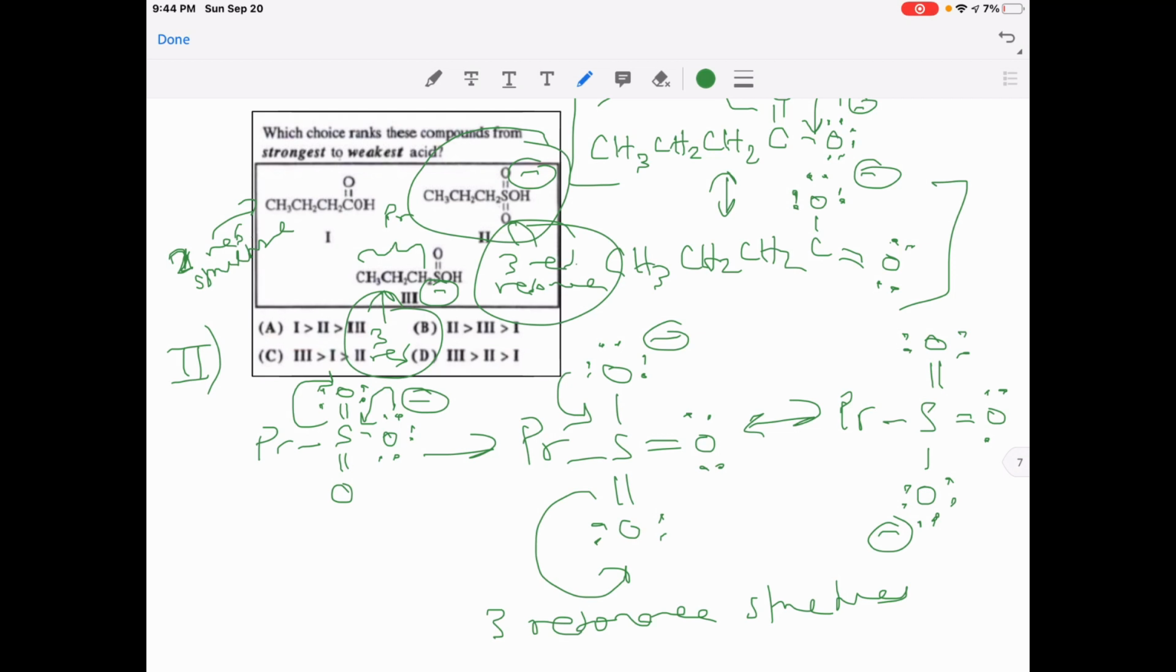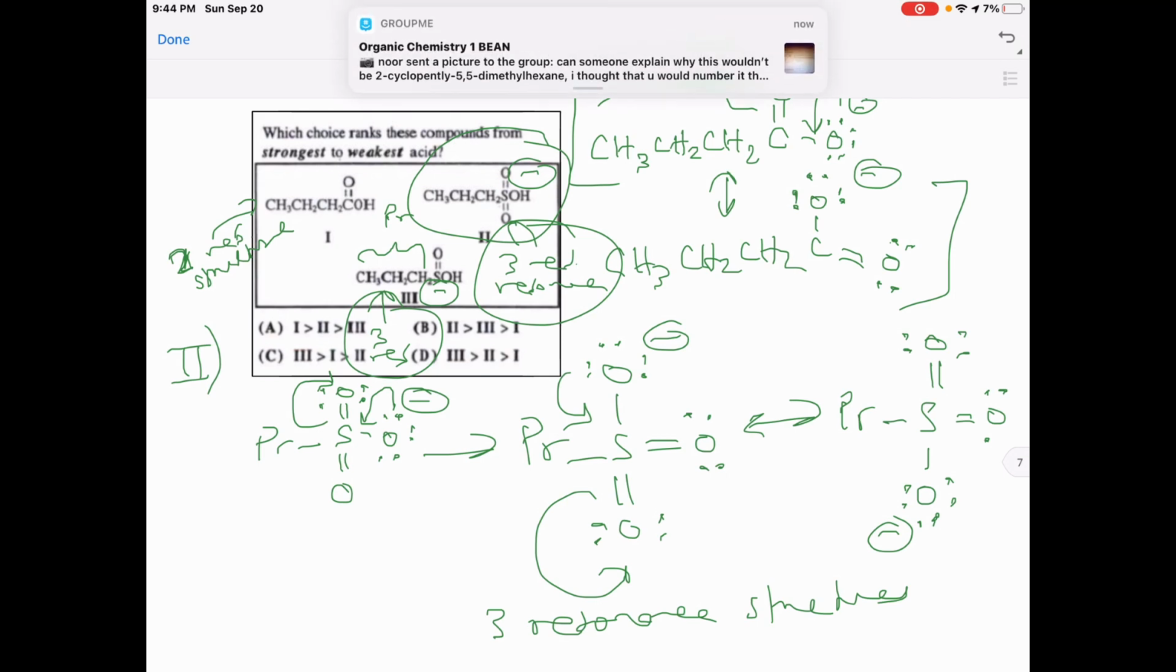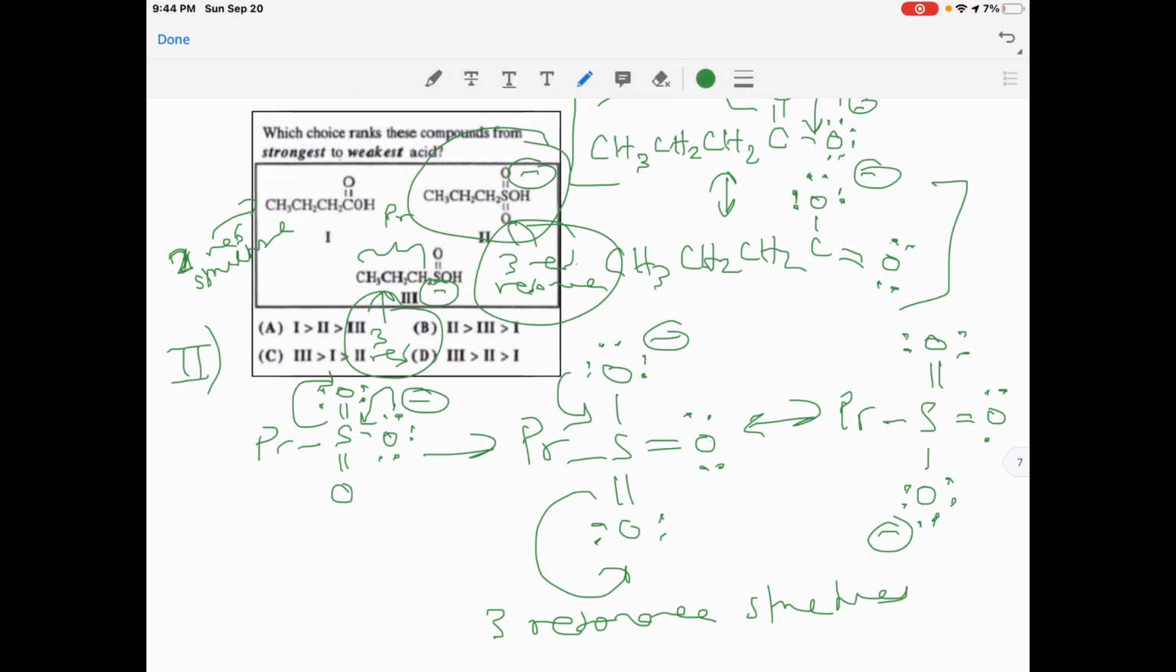So since there are 3 resonance structures in both, but one has the negative charge on the more ideal site, so the more ideal site would be the oxygen atom in this case, this would leave the conjugate base of structure 2 as the most stabilized structure. So that means that this would be the most acidic structure.